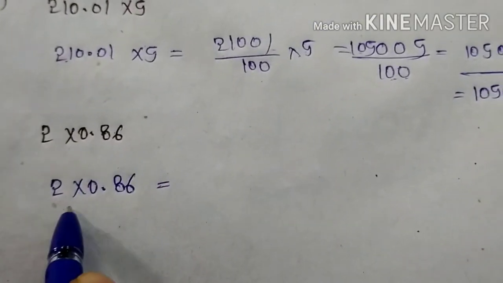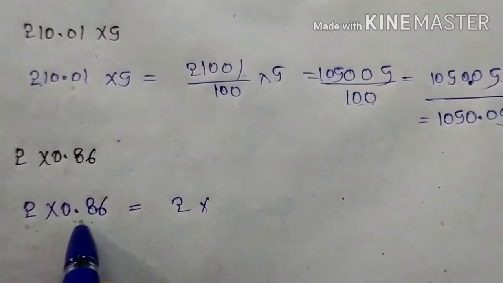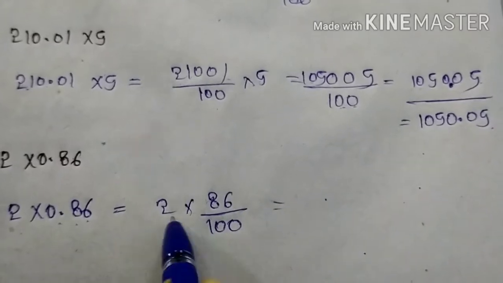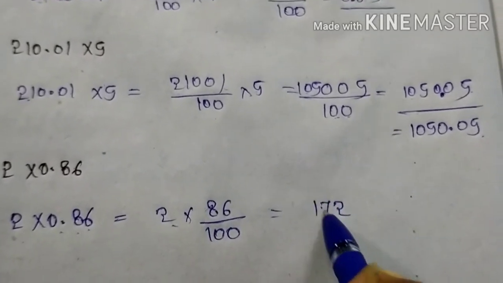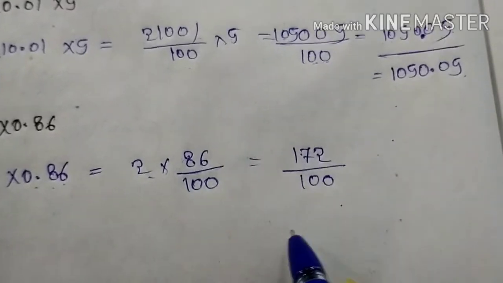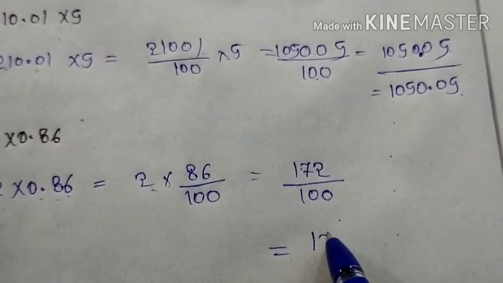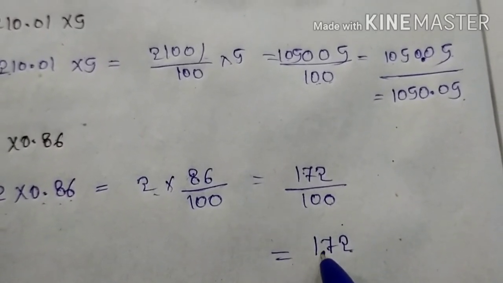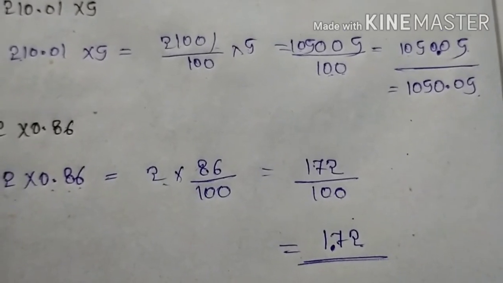See here, 2 into 0.86 means you can write 86 by 100. Yes or no? Yes. Now you can multiply: 2 6 12, 2 8 16 plus 1 17, so 172 by 100. Division by 100 means you keep the decimal point after 2 digits from the right side: 1.72 is your answer.